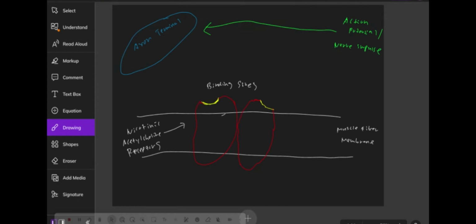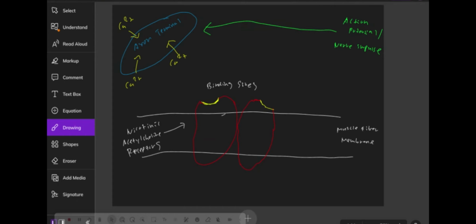And then what this does is this is going to cause the voltage-gated calcium channels to open, and this causes calcium ions, or Ca2+, to travel from outside of the axon terminal into it because it's just flowing from high to low concentration.